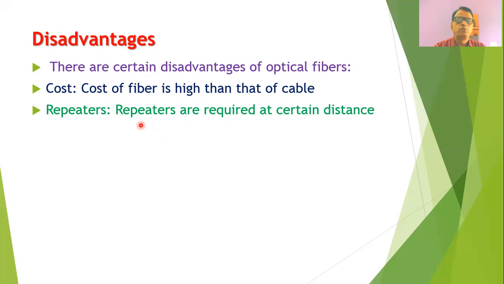Also, when we are transmitting the signal through the optical fiber, it is necessary to make use of repeaters so that the signal will not get weak. It is not possible to amplify the signal, and therefore we need to use repeaters at certain distances.